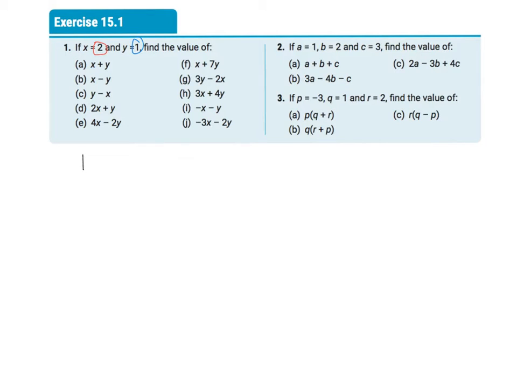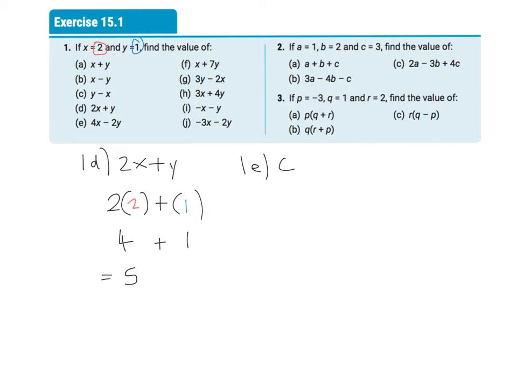Okay, part D, 2x plus y. Everything stays the same except the letters are replaced by brackets. And I'm filling in 2 for x, 1 for y. So now 2 multiplied by 2, brackets mean multiplication if you've got a number outside. We get 4 plus 1. The answer there is 5.